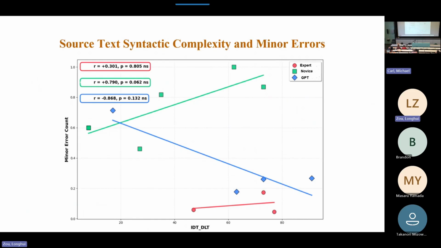So the key takeaway here is, first, the novice translation is of the worst quality in accuracy, variety, and linguistic conventions. And the second is that human translations have overall similar target text complexity. And the third takeaway is that when source text complexity increases, human translation gets more minor errors, but GPT gets fewer errors. Yeah, and that's for my part.